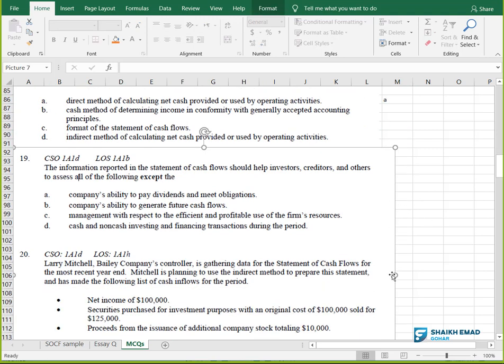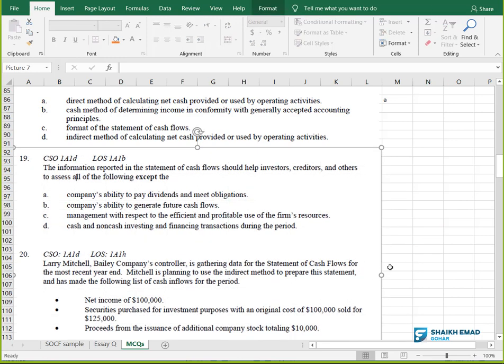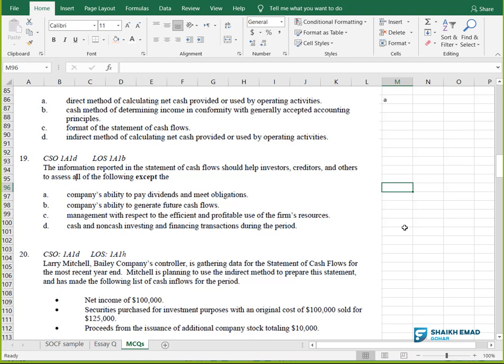Okay, what about this one? 19. The information reported in the statement of cash flows should help investors, creditors, and others to assess all of the following except what? The company's ability to pay dividends, the company's ability to generate future cash flows, the management with respect to the efficient and profitable use of the resources, cash and non-cash investing and financing transactions during the period.